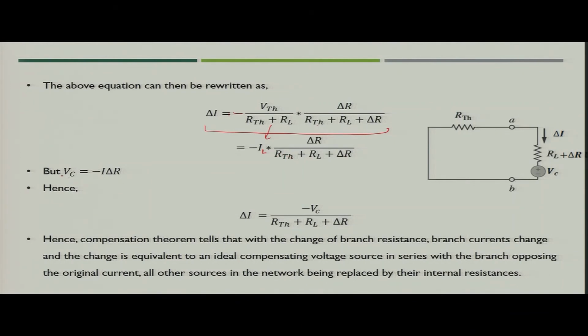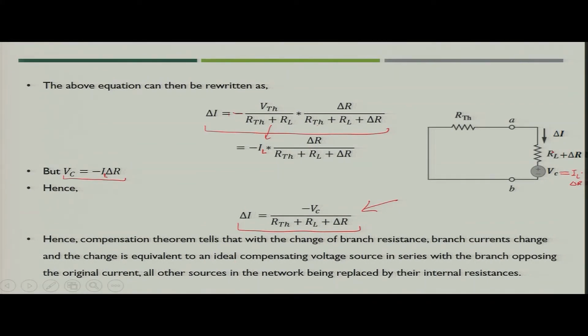Now, you know Vc is nothing but minus of IL into delta R, because Vc is our added voltage source, which would be nothing but the original value of current into the resistance which is added to the original resistance. So, this we know, then we can simplify it further and we can say the delta I value is nothing but minus of Vc upon Rth plus RL plus delta R. So, with this we calculated the value of delta I when there is a change in value of delta R.